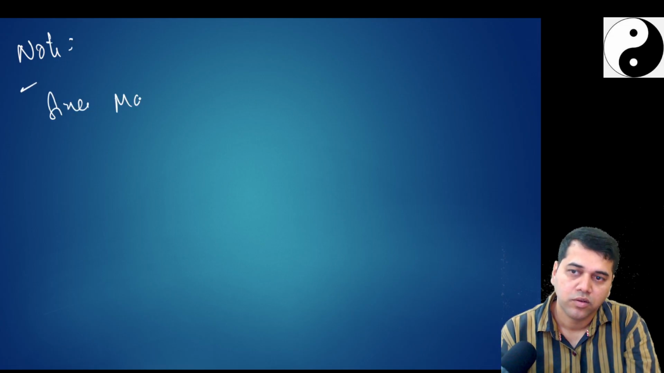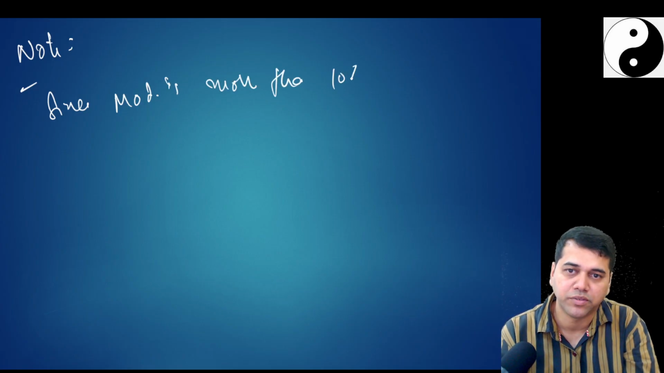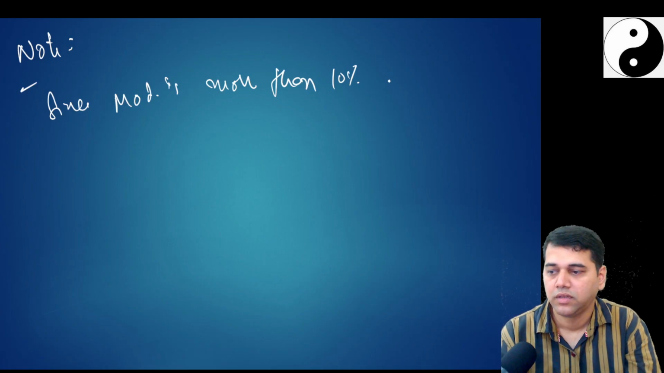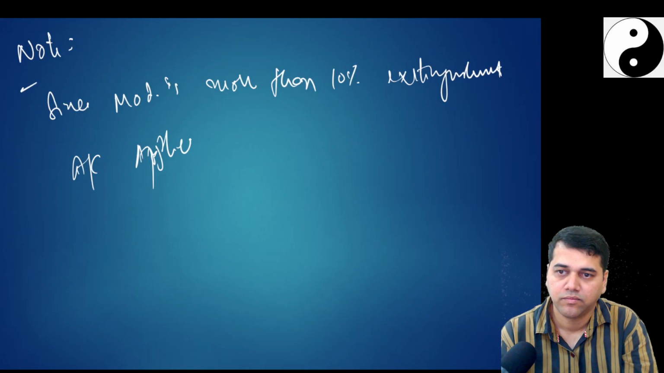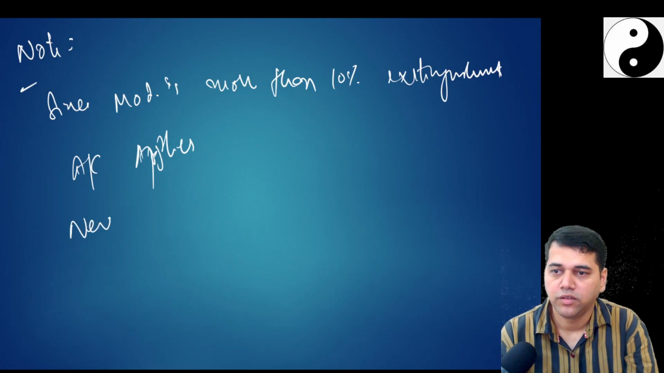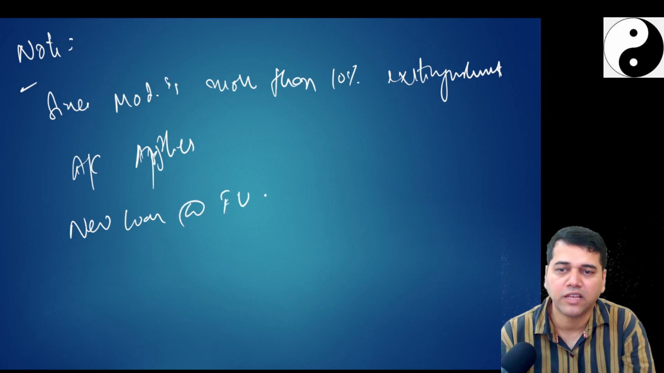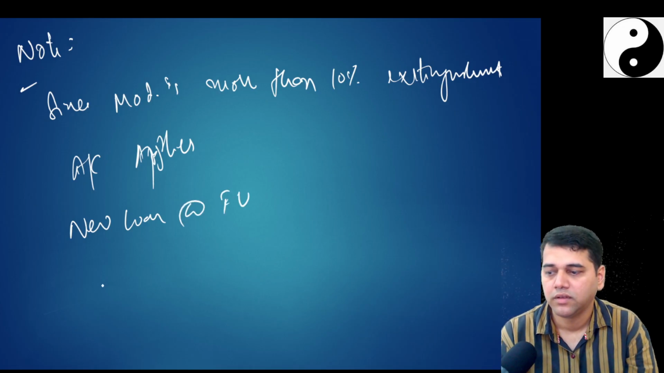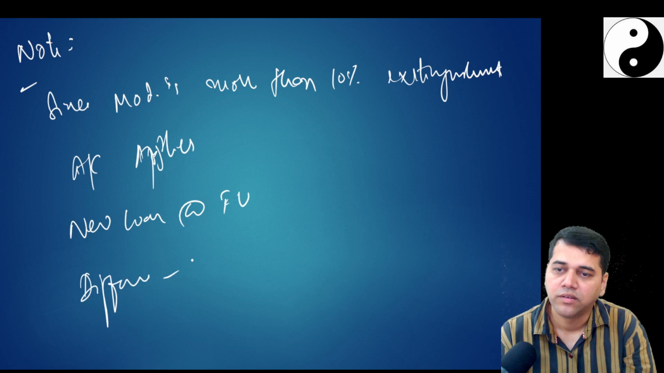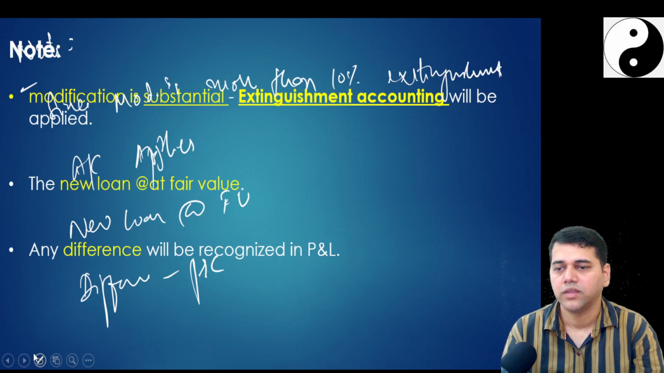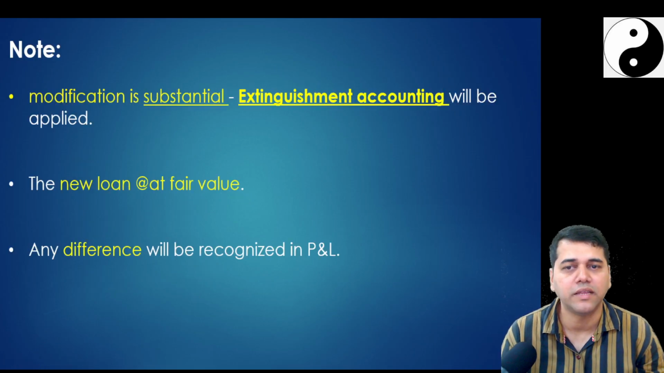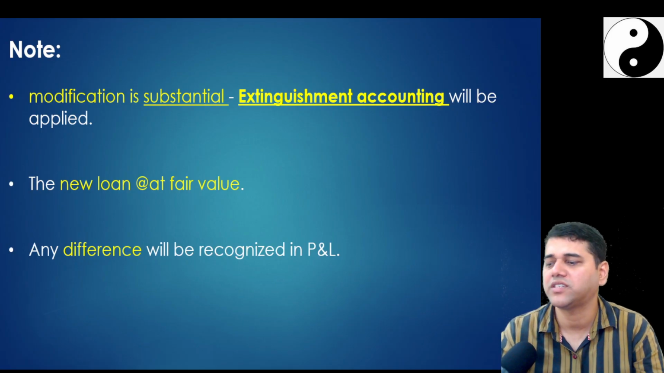Since the modification is more than 10%, extinguishment accounting applies. New loan at fair value. I'll give a shortcut here. Difference to P&L. Because this is a genuine lengthy question, you need not write all the story, otherwise you can just write the theory.